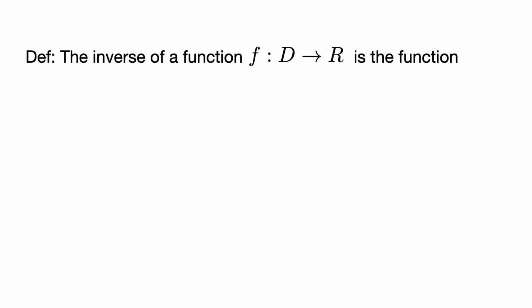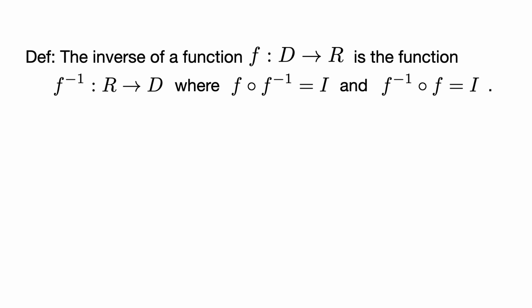And now we get to a very nice property of functions. It is really very nice when we have this, the inverse. The inverse of a function f that maps a domain to a range is the function f inverse. Now this -1 is read f inverse. The f inverse maps the range to the domain, where f composed with f inverse is the identity function, and f inverse composed with f is the identity function.